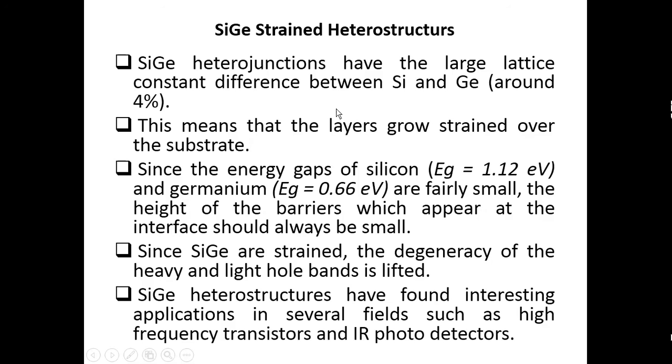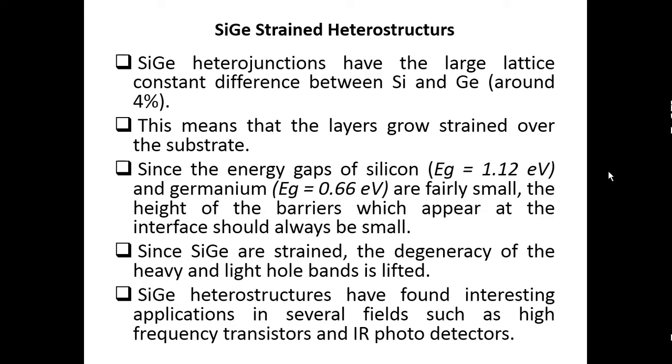Silicon germanium heterojunction, usually we call it SiGe. SiGe means silicon on one side, germanium on the other side. So heterojunctions can be formed with this SiGe structure, which has a large lattice constant difference between silicon and germanium. Around 4% lattice constant difference is there for silicon and germanium. It means that layers grow strained over the substrate. So in the SiGe structure, definitely at the interface there will be strain developed, and that strain will always be there at the interface, because the SiGe structure has a lattice difference of about 4%.